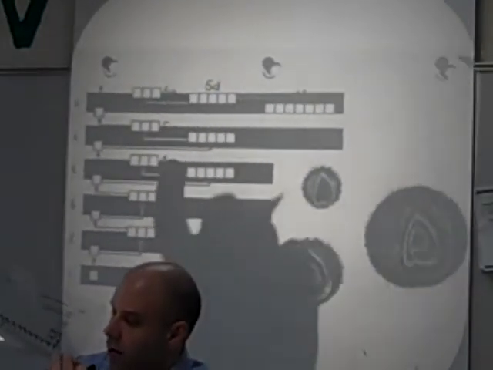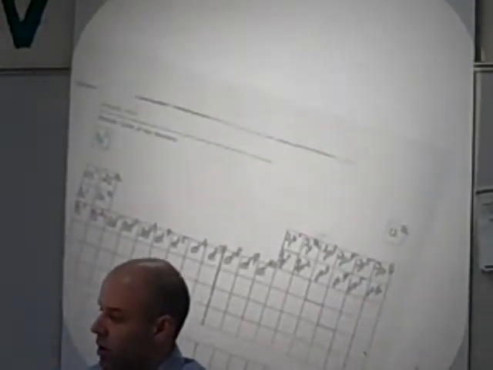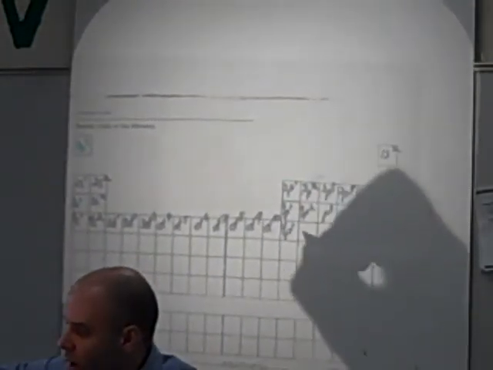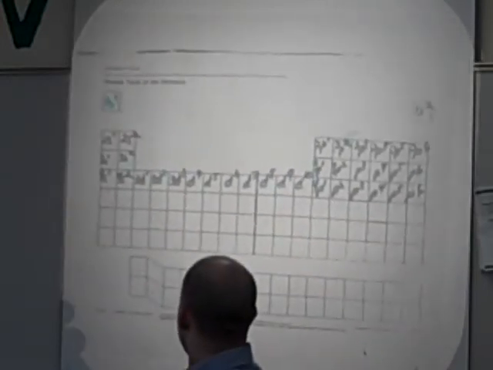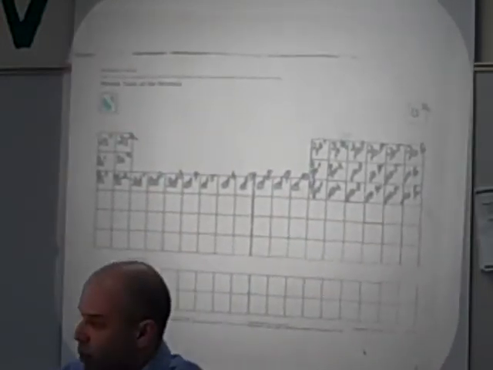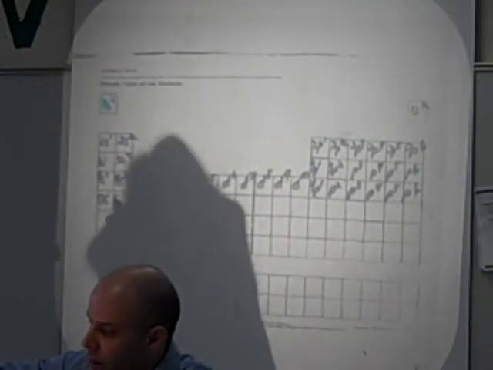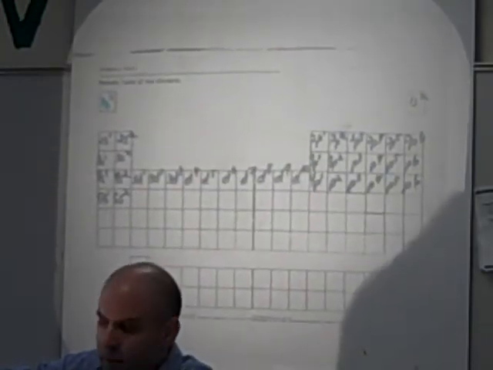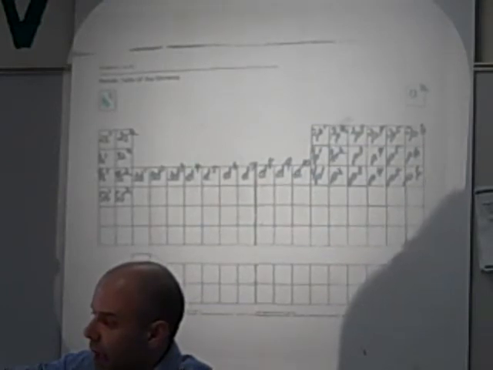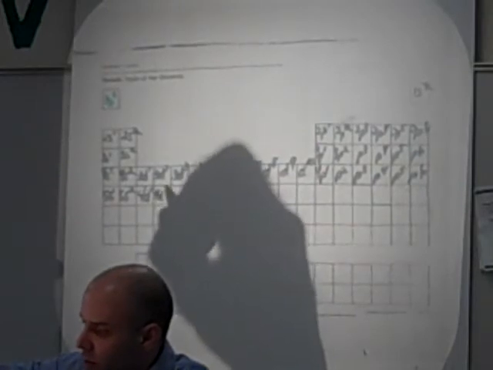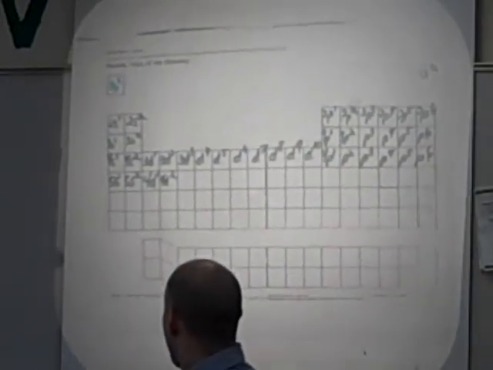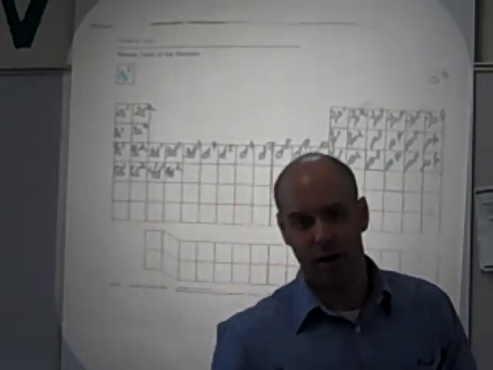After the 3d's, then we go to the 4p's. So this becomes 4p1, 4p2, 4p3, 4p4, 4p5, 4p6. Then we fill the 5s1, 5s2, and then we fill the 4d's. So by now, you should be seeing a pattern, right?